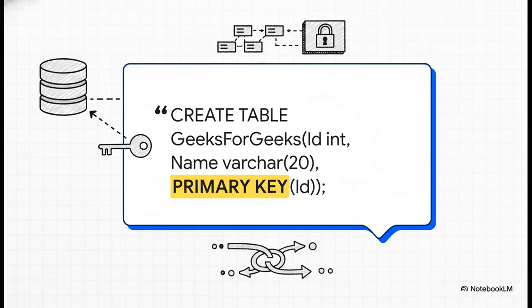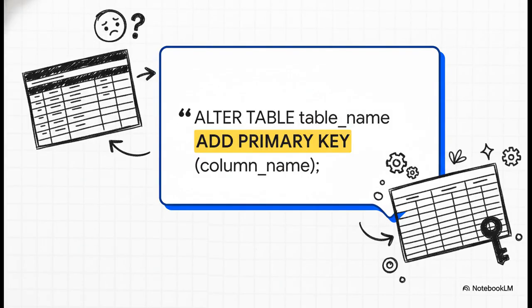So here's the most common way you'll do it. When you write your create table statement, you can define the primary key right then and there. See here, we're creating a users table, and we're just telling MySQL flat out that the user ID column is the primary key. It's really that simple. But what if you're working with a table that already exists and doesn't have a primary key? Well, the alter table statement is going to be your best friend. This command lets you go into an existing table and add that primary key constraint to a column, bringing that all-important order to your data.